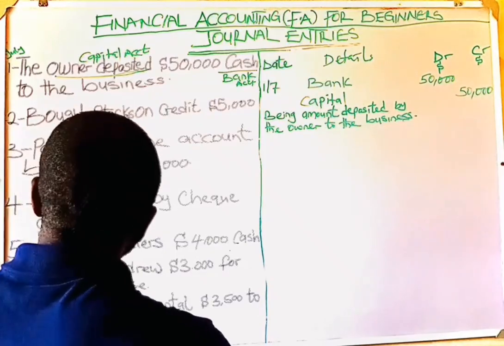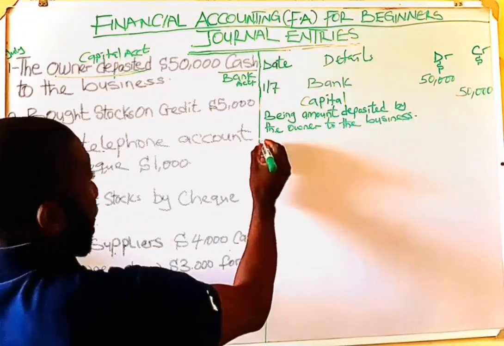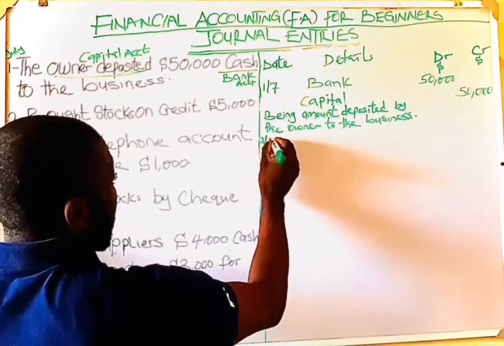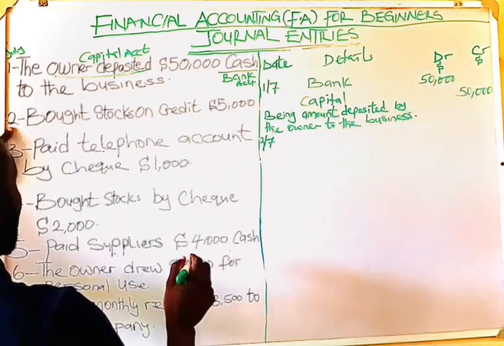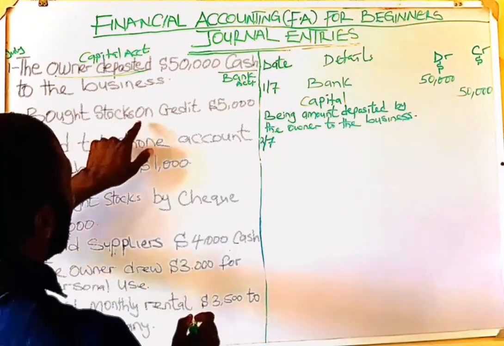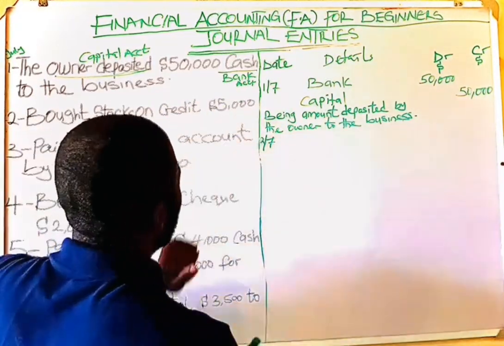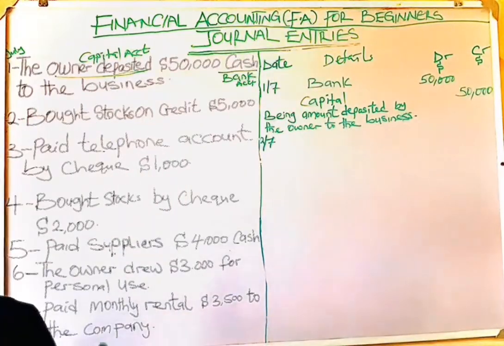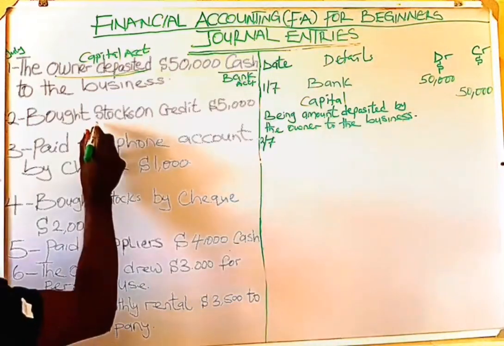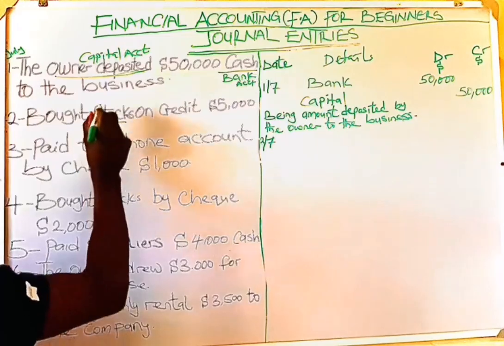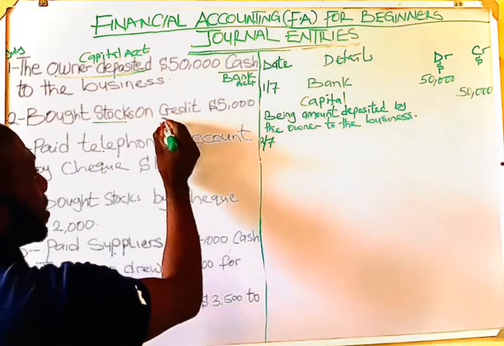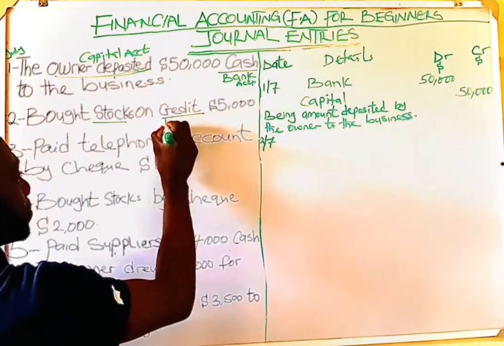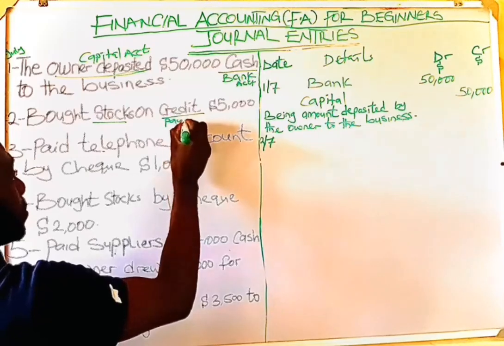The second transaction here is July, 2nd of July. That is the date. Now, bought stock on credit, $5,000. You identify the account by saying stock account, and this is trade payable account.